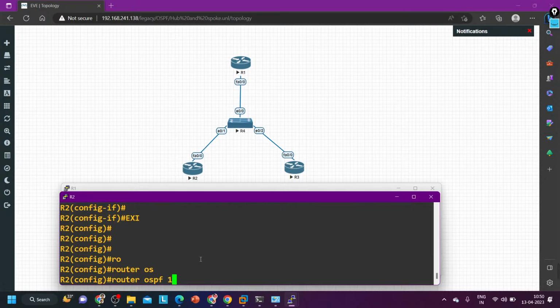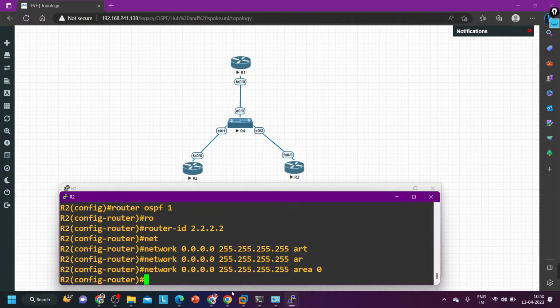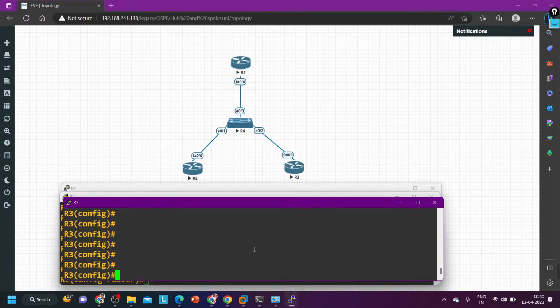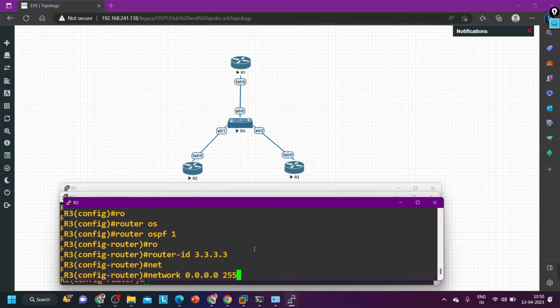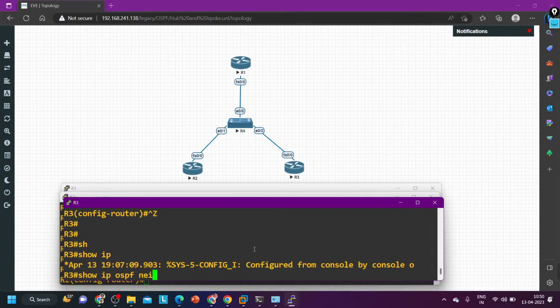Okay, let me configure manually because I need to configure router ID as well. Router OSPF 1, router ID 2.2.2.2, network 0.0.0.0 255.255.255.255 and area 0. On router number 3, router OSPF 1, router ID 3.3.3.3, network 0.0.0.0 255.255.255.255 area 0. So show IP OSPF neighbor.